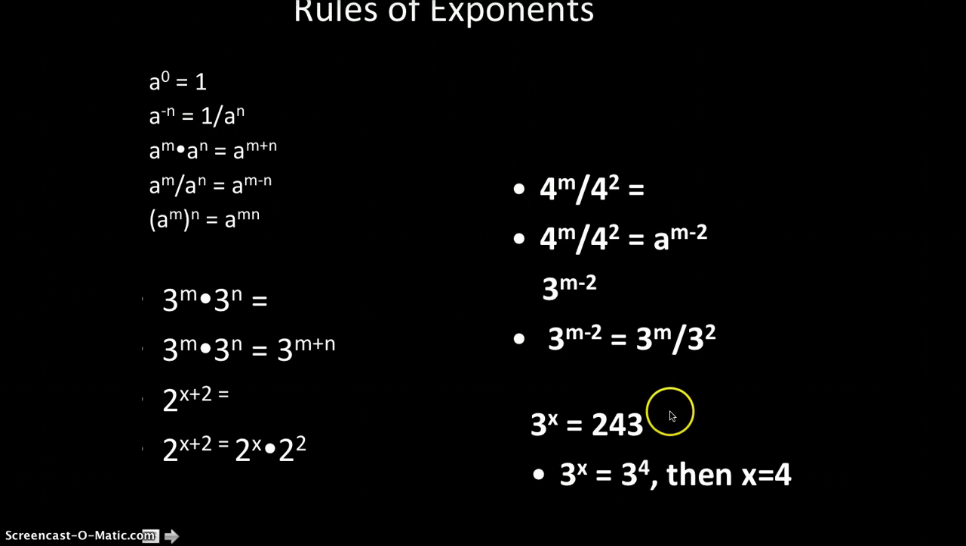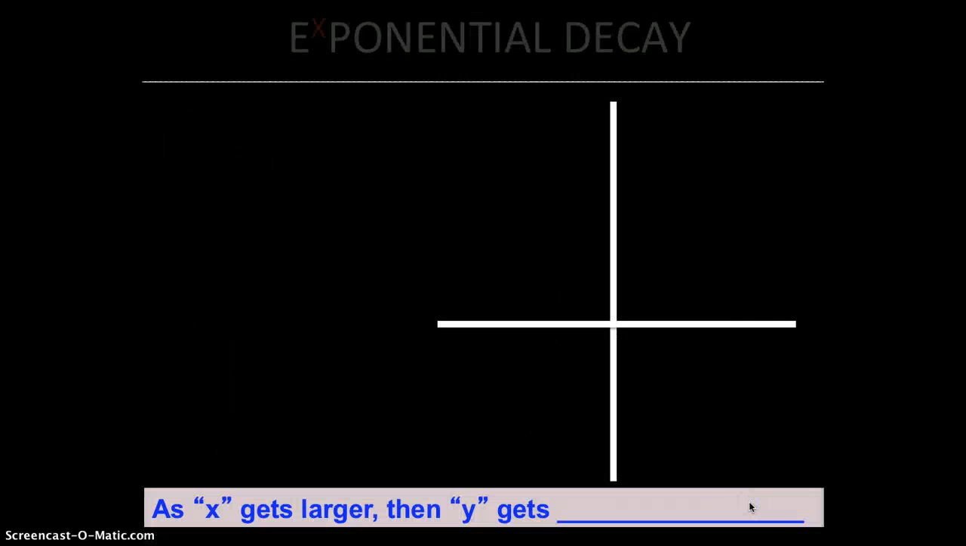And the last one here, a good use of this would be 243 can be written as 3 to the fourth. Because the bases are equal, the exponents must be equal. So here's an illustration of the rules of the exponents.